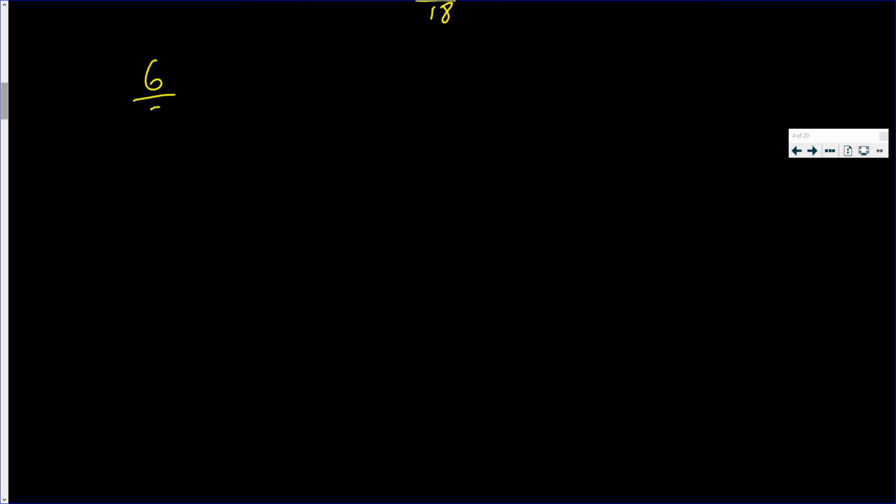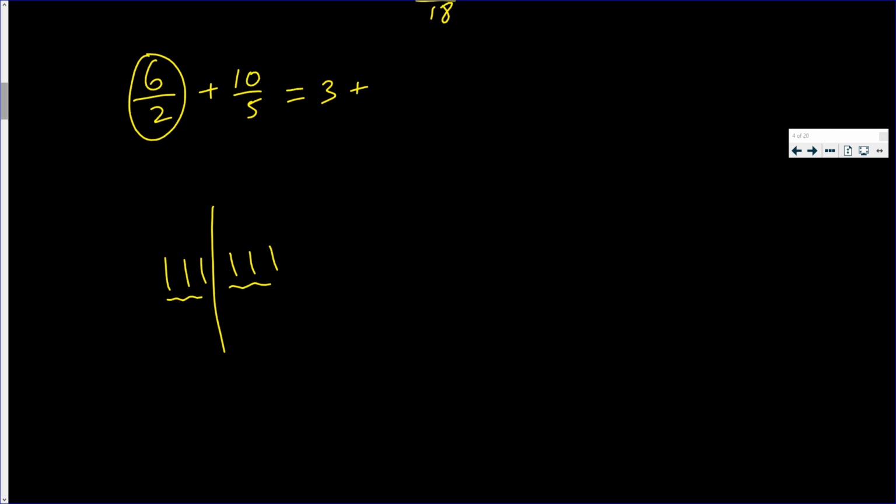What if you have 6 over 2 plus 10 over 5? Well, 6 divided by 2. If you have 6 items and you cut them in half, you get 3. 10 divided by 5 is 2. I know it is, because 5 times 2 equals 10. Well, the answer is 5. Didn't even have to get common denominators. You can argue, though, that we did. I mean, this is 3 over 1 plus 2 over 1, but let's not even go there.